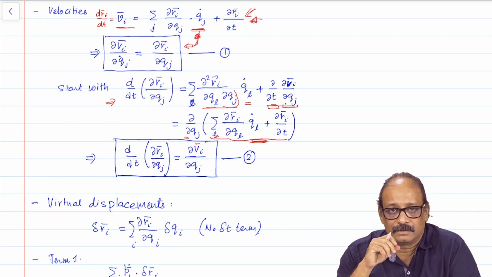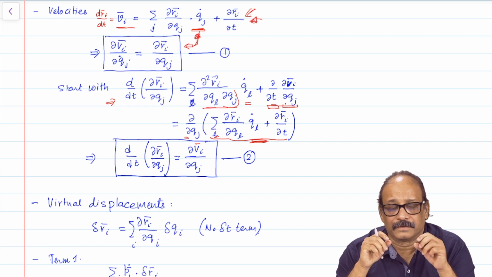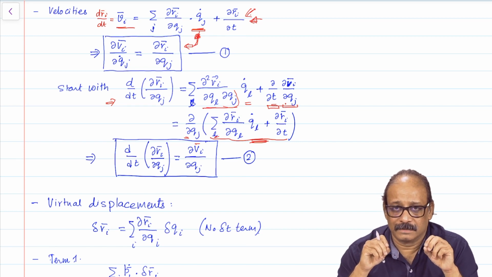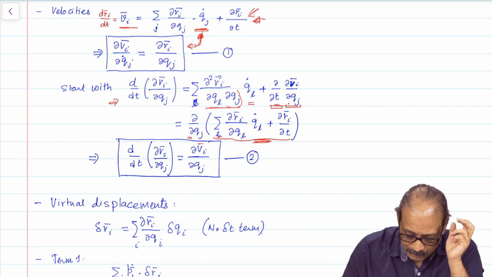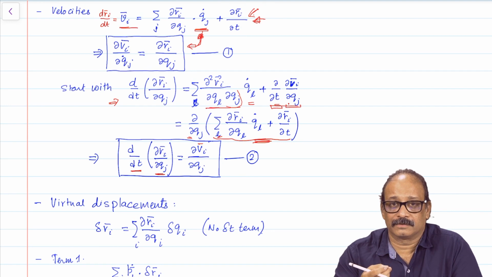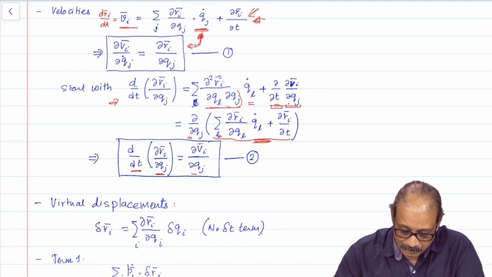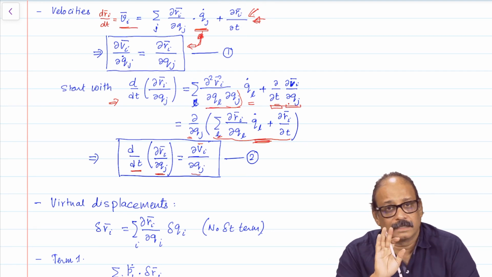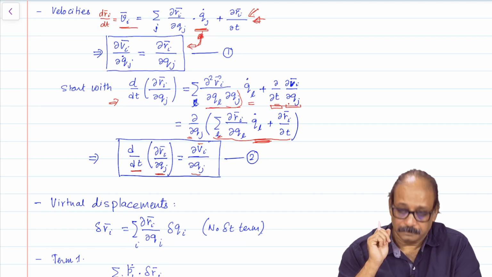This actually tells you what? If the coordinate transformations are nice, then I can actually interchange the partial derivative with respect to q j with the total derivative with respect to time. That is exactly what has happened on the right hand side there. Okay. So, that is the identity number 2.